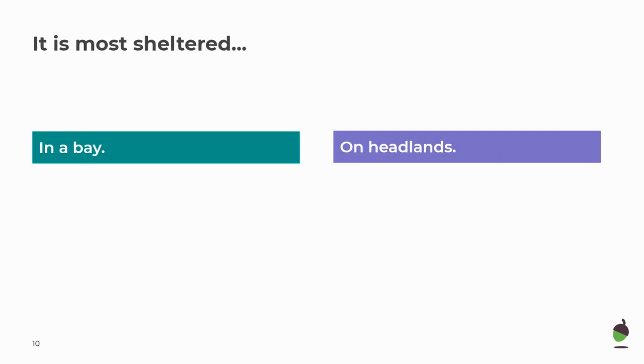It is most sheltered where? In a bay or on headlands? Jot it down. It is most sheltered in a bay. This is because the wave's energy focuses on the headlands either side.